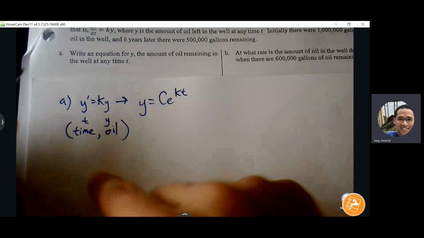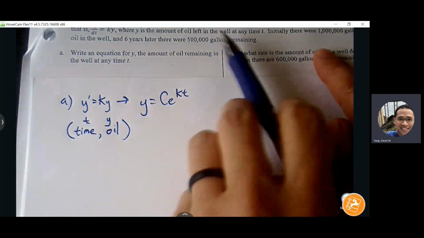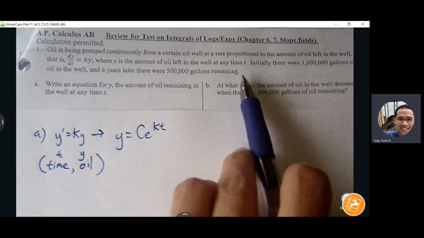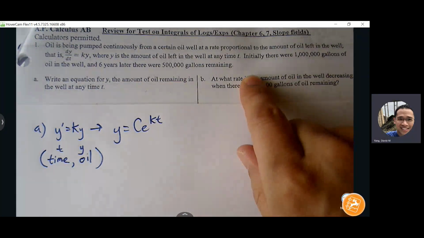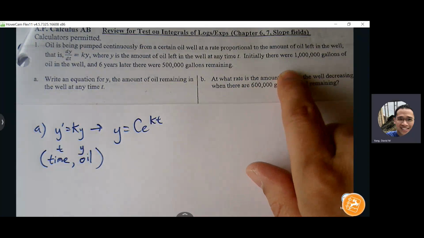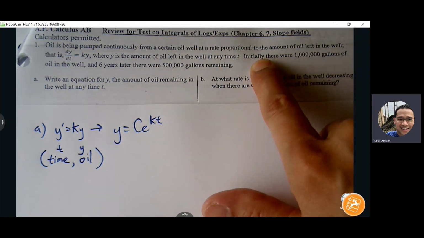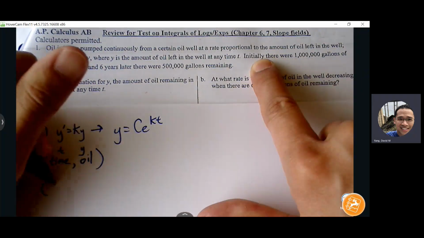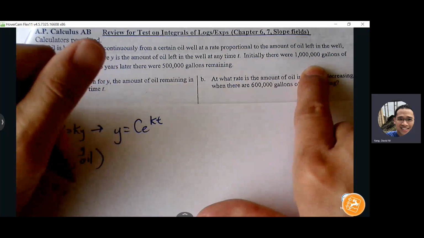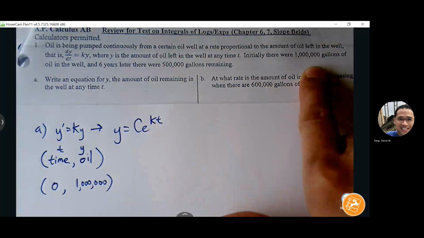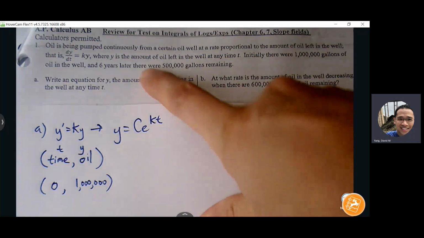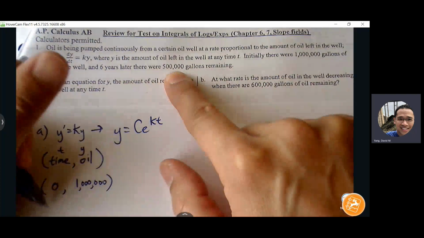So we're always going to try to create 3 ordered pairs here. Initially, there were 1 million gallons of oil in the well. So what ordered pair can we create out of that? Yeah, initially, so that's starting time. We like to let the starting time be 0. That makes it the easiest. So that at time 0, 1 million gallons. 6 years later, 500,000 remains.